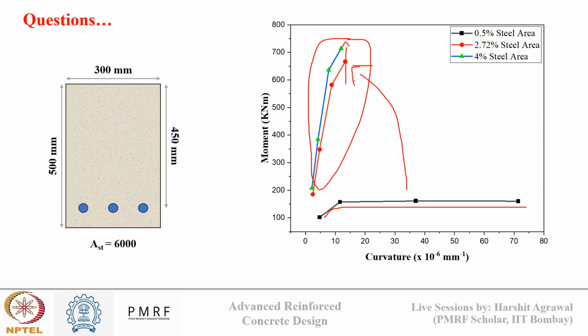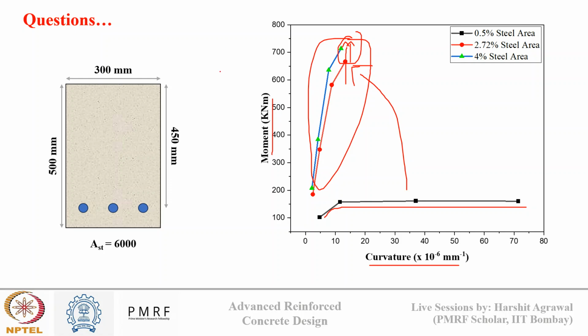and the curvature. However, if we increase the area of steel beyond balanced reinforced area, the change won't be that significant. Okay, so this is how the moment and the curvature behavior change with respect to the amount of steel reinforcement. Up till balanced reinforcement area, there will be a drastic change. However, beyond balanced reinforcement area, the change will be minimal.